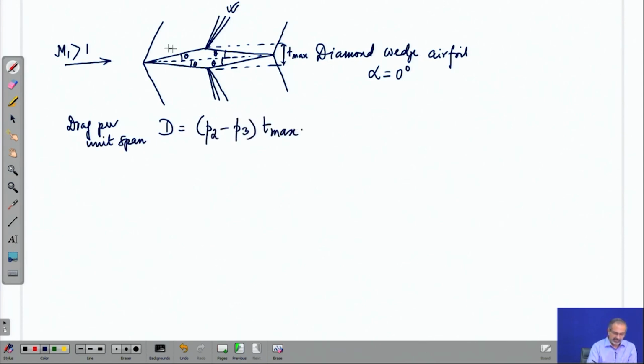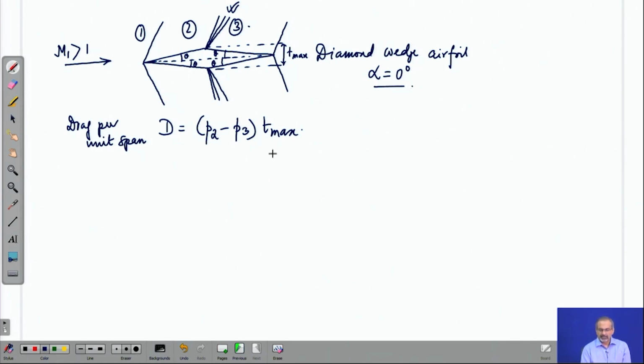Let us mark the regions 1, 2, 3. Remember that we will have uniform pressures in region 2 and 3 on the upper and lower surfaces of the diamond wedge airfoil, and they would be also identical on the upper and lower surfaces because of the symmetry of geometry and alpha equal to 0. So, you can try this problem at home.